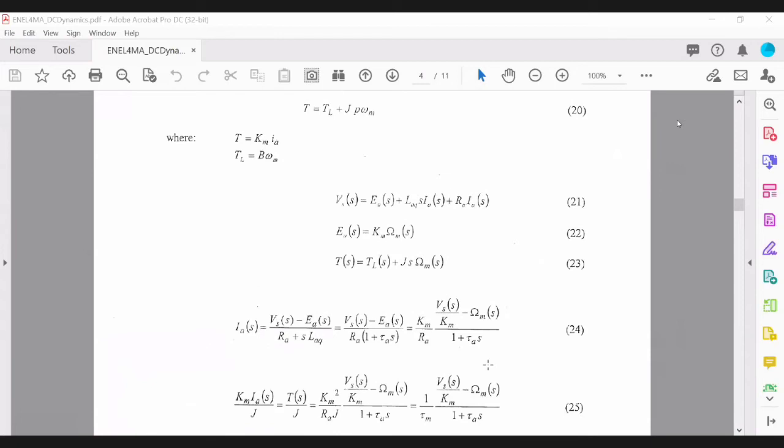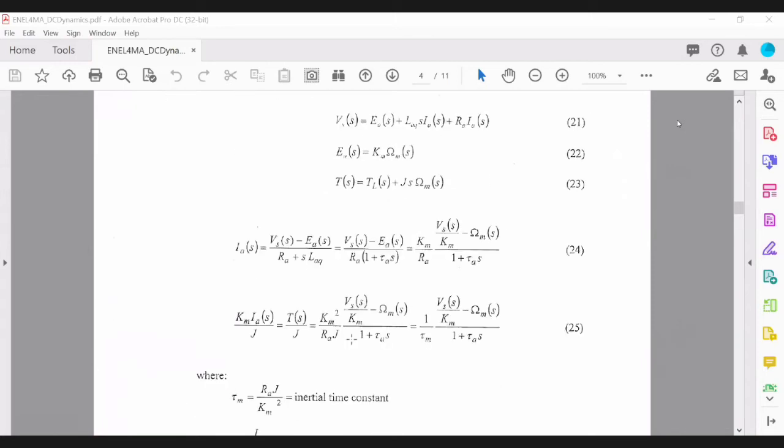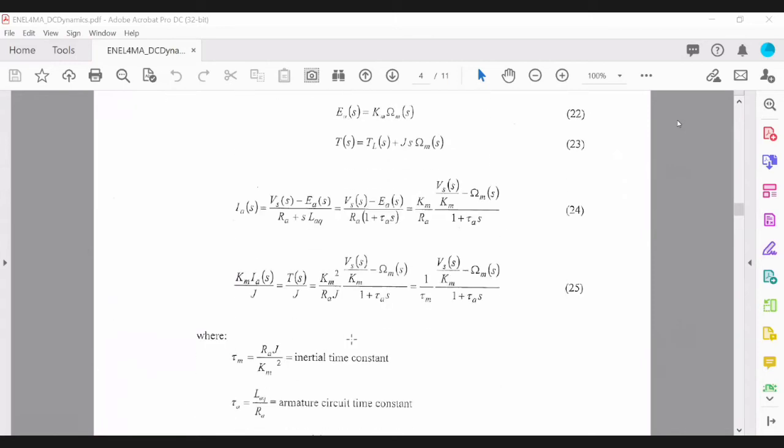So first, in equation 24, we are making IA(s) basically the subject of the formula here, so that you end up with Vs minus EA over RA plus S LA. And you can factorize RA outside, which now generates two constants, as you can see there. So factorizing RA outside, you get the ratio tau A, being LA over RA. So that's your armature circuit time constant here.